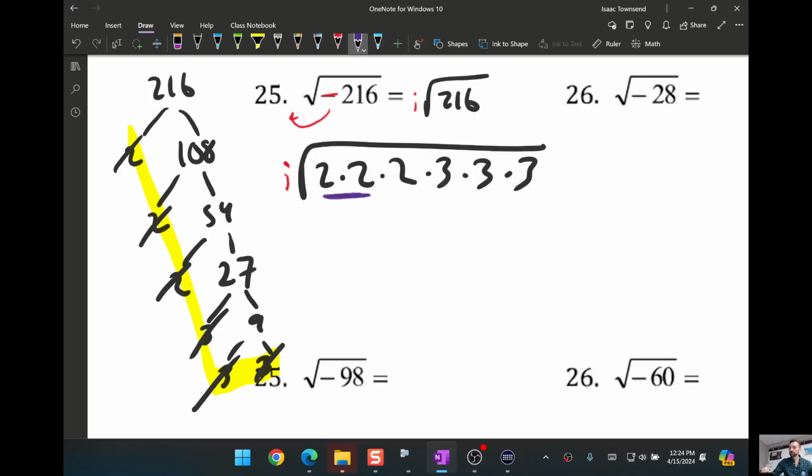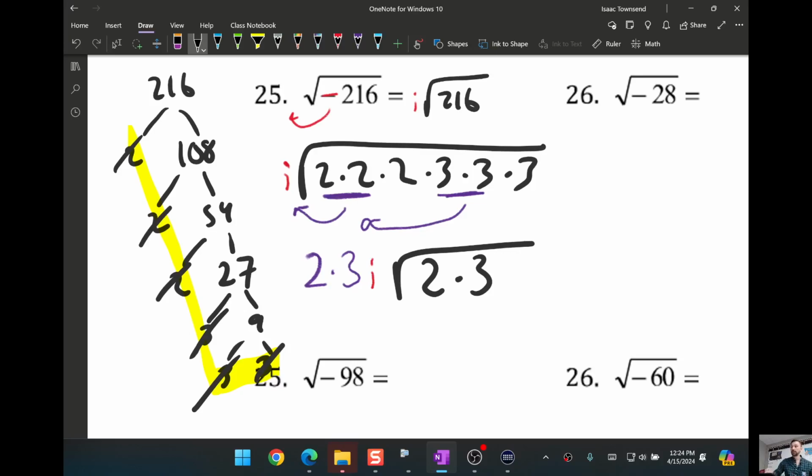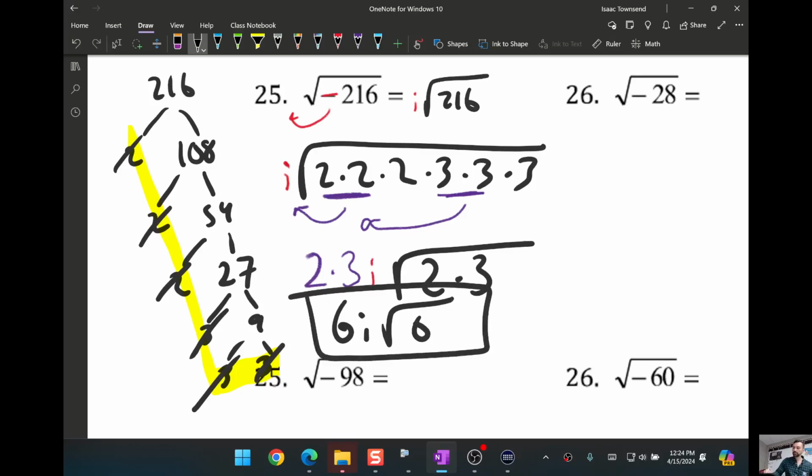Now I can see there's 2 2's that could group up, there's 2 3's that could group up. So I'm going to bring out a 2, a 3, the I's already out there, and left behind is a 2 and a 3. Everything that comes out front gets multiplied together. Everything left behind gets multiplied together. Negative square root of negative 216 we will need to change to 6I square root of 6. And again, we're practicing this part so that we can do the square root part on quadratic formula when we need to.